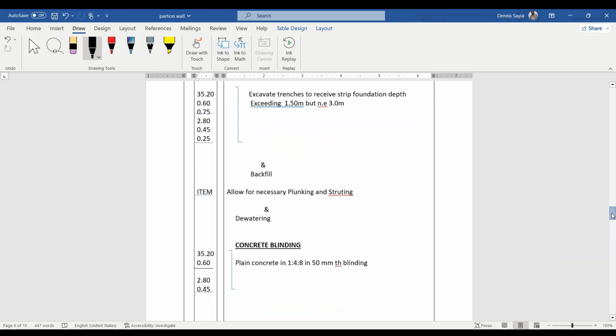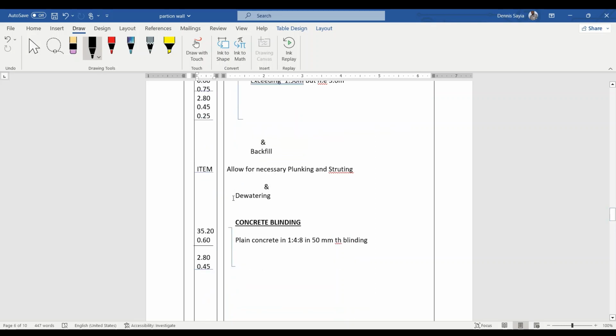Now let's go to concrete blinding. The blinding, we use the mean girth and the width. So 3.50, 0.60, and that is for the main wall, because they have the same dimension, so we are going to book them together. So for the partition is 2.80, 0.45, and then we say plain concrete in 1:4:8 in 50 millimeters thick blinding.